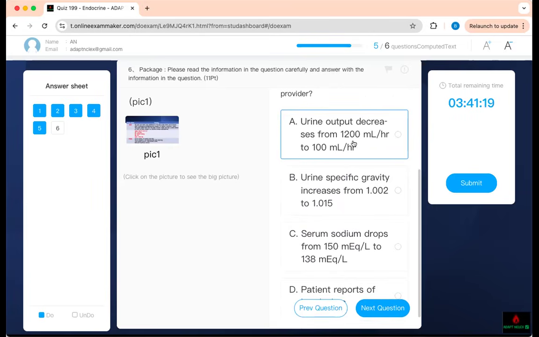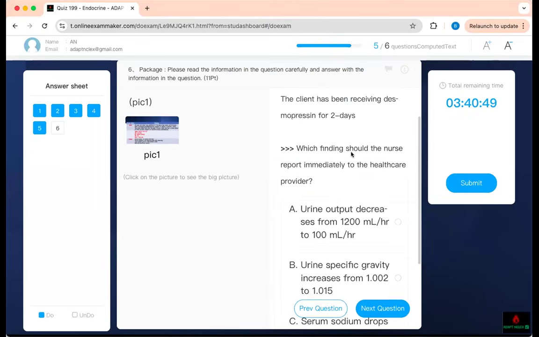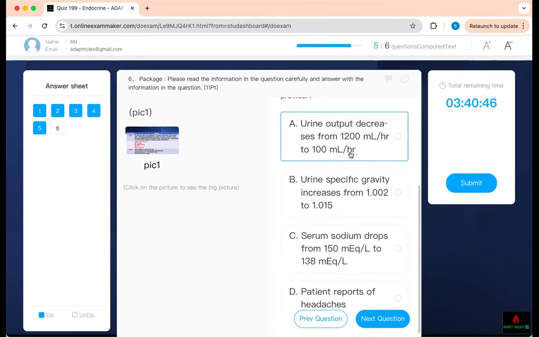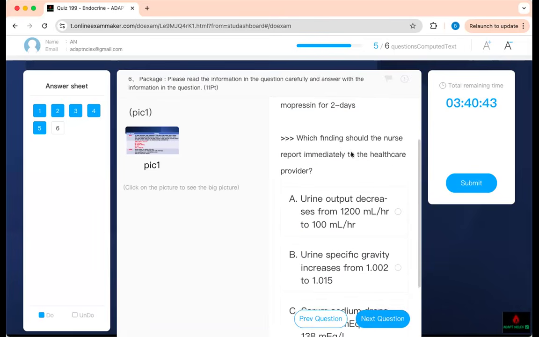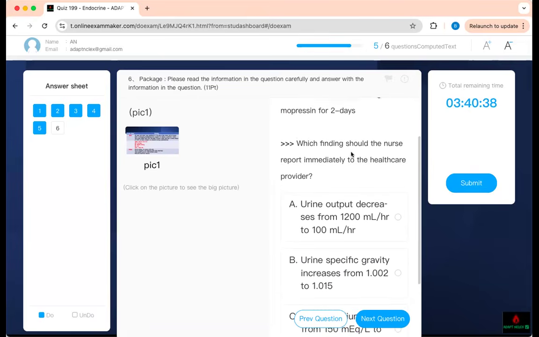One, urine output decreased from 1200 to 100. Think about it. They pee 1200 every hour. And if I bring it to 100 an hour, that's almost normal. Nobody wants to pee 100 an hour, but they were peeing 1200 an hour. I'm still not satisfied, but this is getting better. It's not a bad thing, so I don't need to report it. You understand that this is the way you should see it, right? Which finding should you report immediately to the healthcare provider? Right.